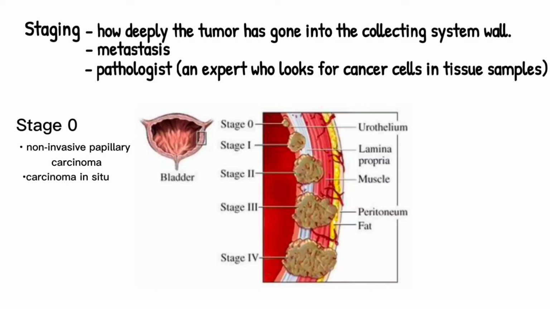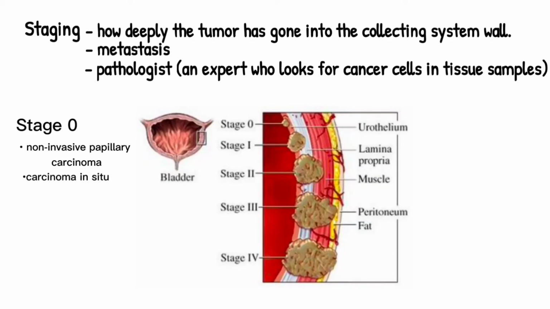Non-invasive carcinoma in stage 0 may look like tiny mushrooms growing from the tissue lining the inside of the renal pelvis or the ureter. For the carcinoma in situ, which also belongs in stage 0, abnormal cells are found in the tissue lining the inside of the renal pelvis or ureter. These abnormal cells may become cancer and spread into nearby normal tissue.